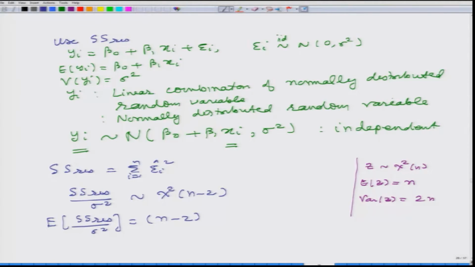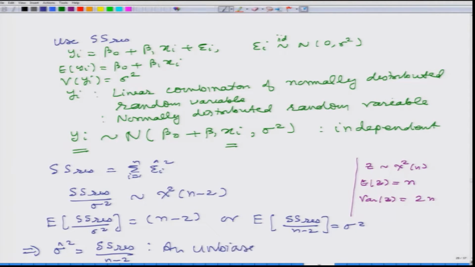And so, I can write down here expected value of SS res divided by n minus 2 is equal to sigma square. So, this implies that sigma square hat is equal to SS res divided by n minus 2. So, this is an unbiased estimator of sigma square.